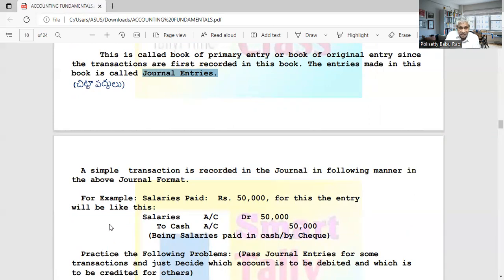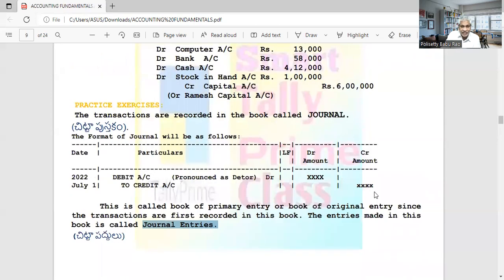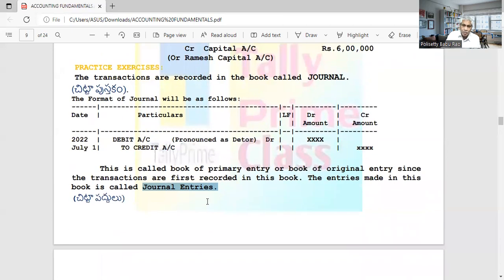First, we will write the date. It is not written here. Salaries account debtor 50,000 to cash account 50,000. And one more thing: when I am writing the entry here, after completing the entry in the same particulars column, we will write within brackets a brief description of the transaction. Briefly, we will write what the transaction is.